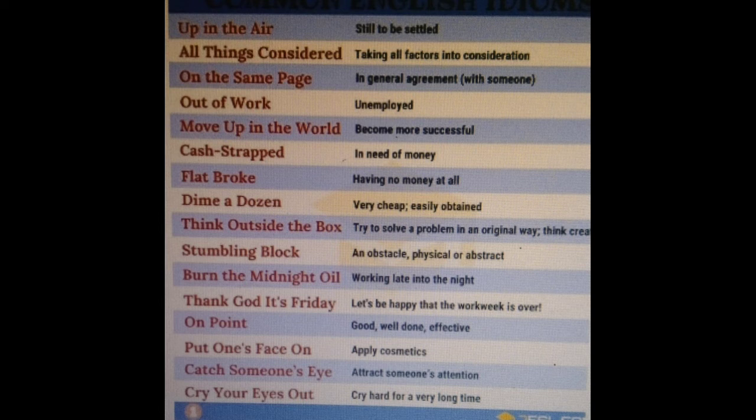Cash strapped, meaning in need of money. Flat broke, meaning having no money at all. Dime a dozen, meaning very cheap. Think outside the box, meaning try to solve a problem in an original way. Stumbling block, an obstacle, physical or abstract. Burn the midnight oil, meaning working late into the night.